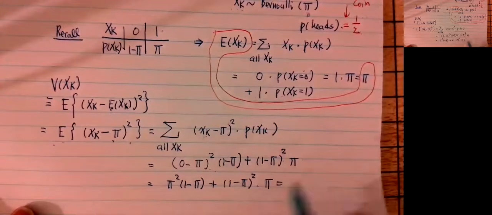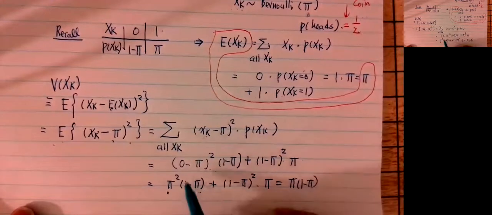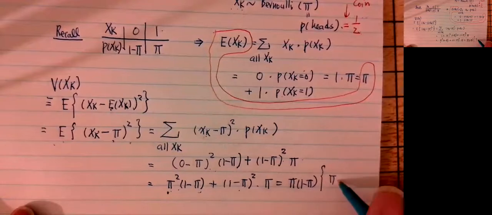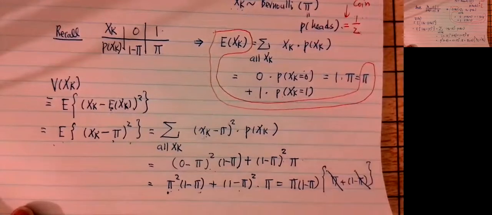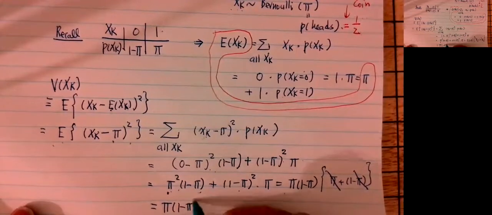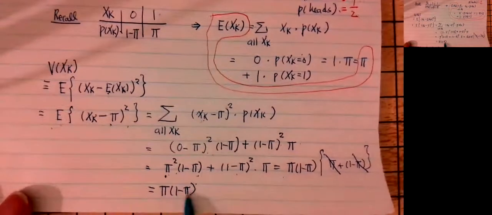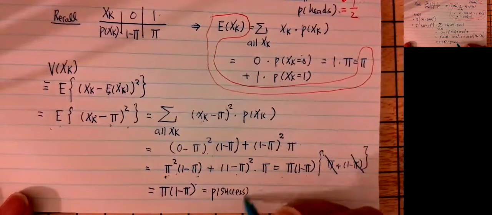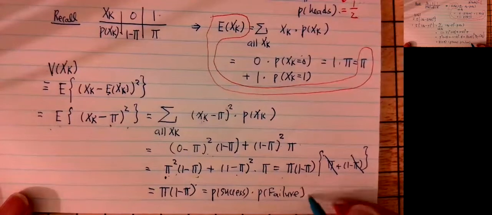So let's factor out the common factor, pi times 1 minus pi. In the first term, you see pi left. In the second term, you find 1 minus pi left. And pi cancels with minus pi. Okay? So this ends up being pi times 1 minus pi. So the variance of a Bernoulli random variable is a product of two probabilities, one for success and the other for failure. So it's very easy to remember, okay?